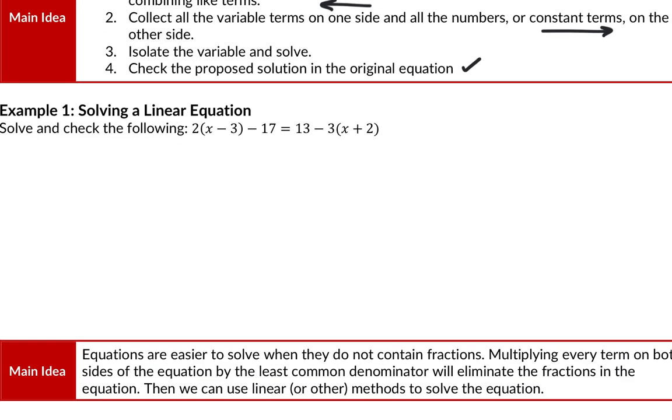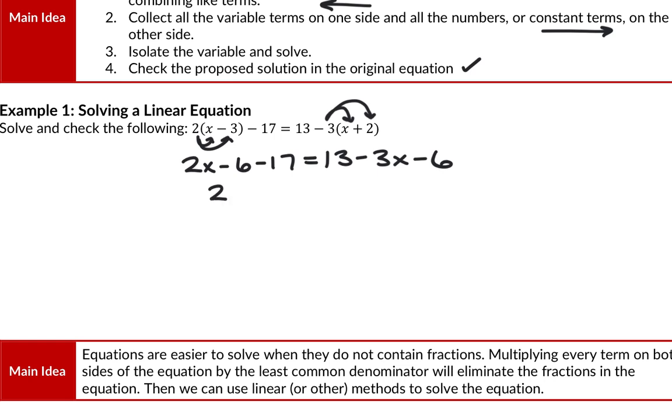Here we are on the first example. We start off by distributing. This is 2 times x and 2 times -3, which gives you 2x minus 6. Drop down the -17. We're also going to distribute on the right-hand side this -3, so that's 13 minus 3x minus 6, making sure you distribute the negative when necessary. Then we're going to combine like terms on both sides so that the numbers just get smaller. So this is going to end up being 2x minus 23 equal to 7 minus 3x.